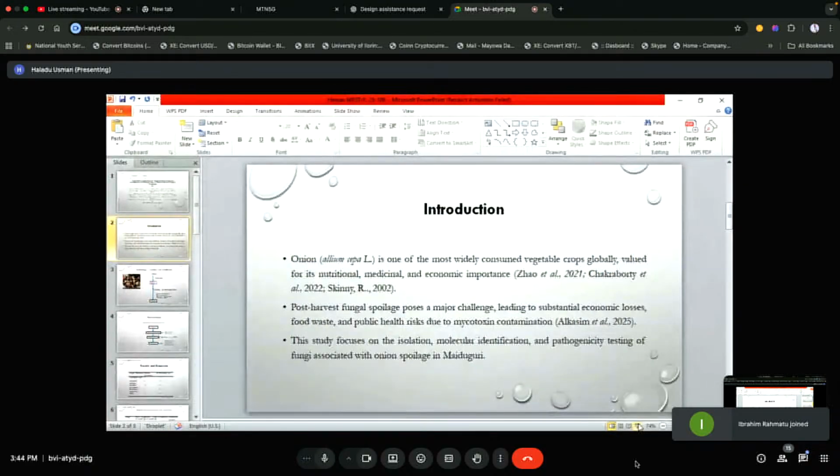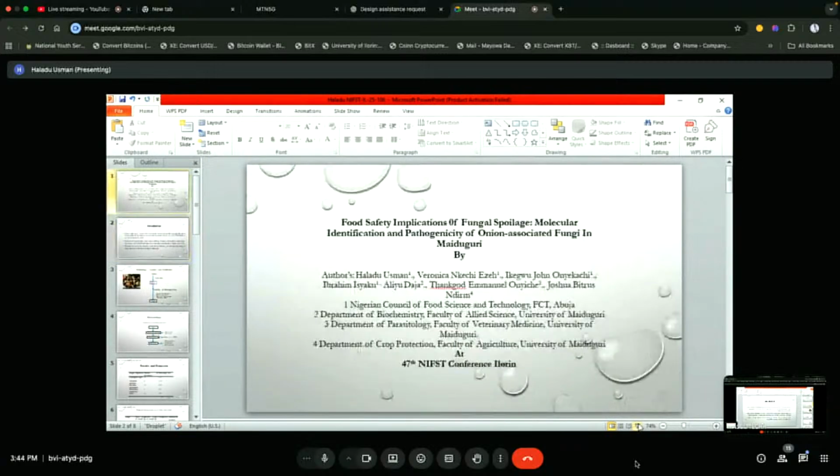Good day, the panel of judges, senior colleagues, esteemed colleagues, and fellow presenters. My name is Haladu Usman from the Nigerian Council of Food Science and Technology, presenting a paper on food safety implications of fungal spoilage, molecular identification and pathogenicity of onion-associated fungi in Maiduguri.